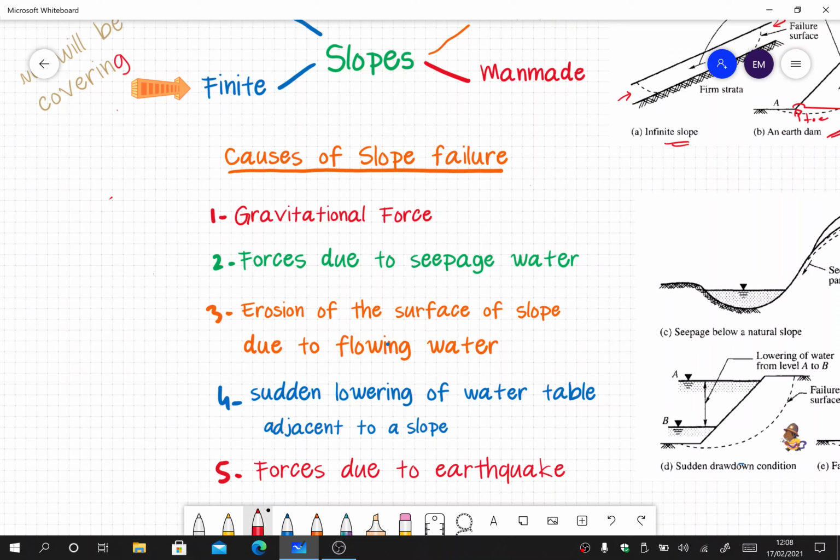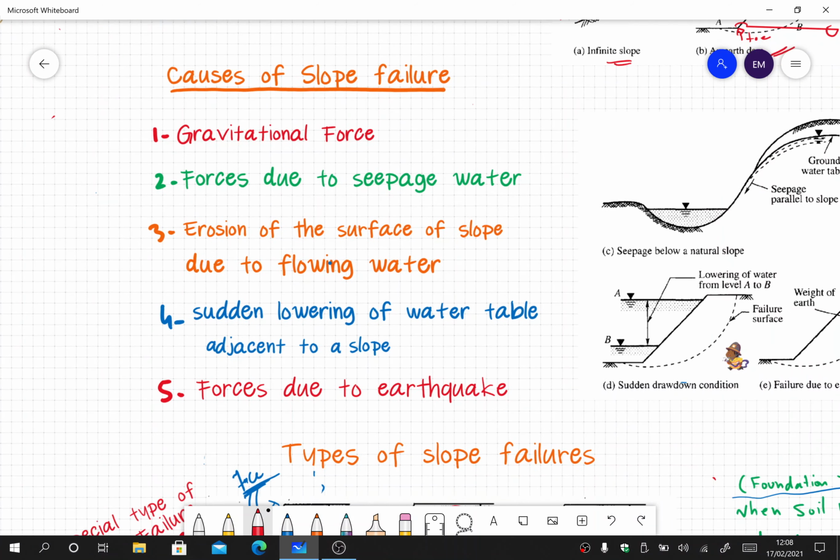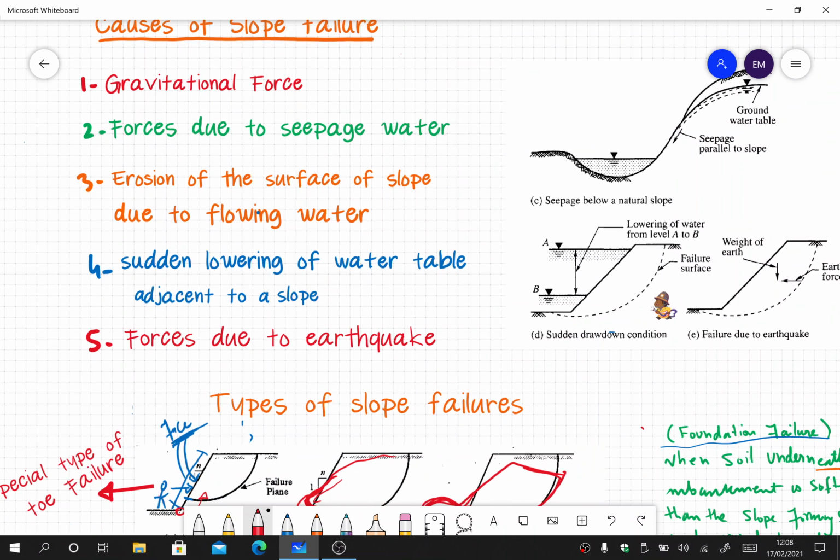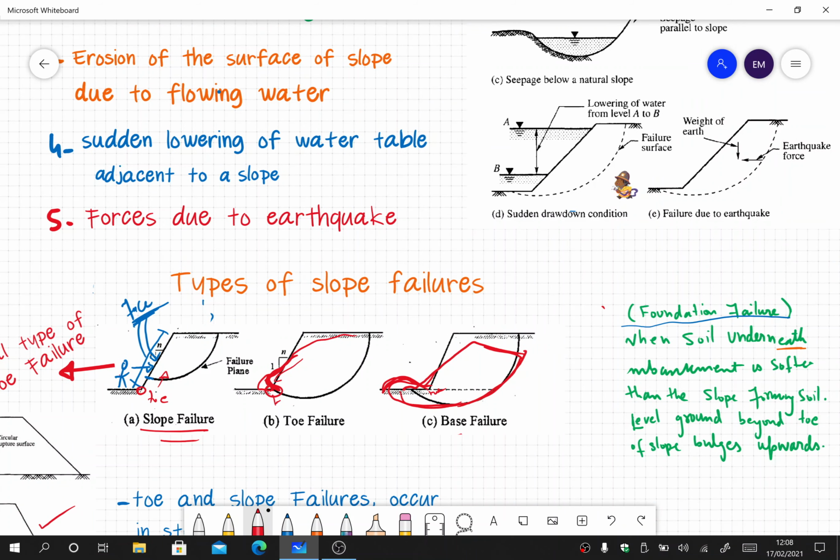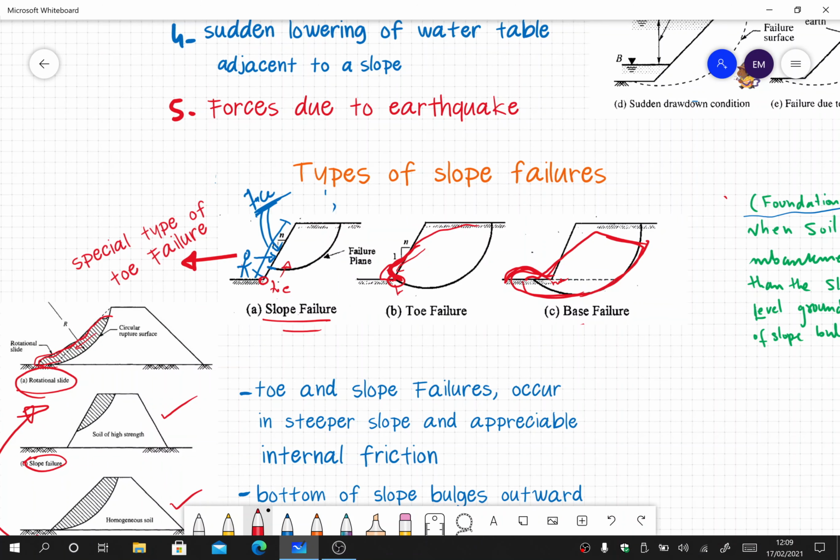We have already gone through the causes of failure in our lectures, so I'll just go through that quickly. These are not the only reasons, but some of the core reasons for slope failures. Then we have already discussed the types of slope failures. The first one is the slope failure, where the failure plane passes through the slope face. Once the slip circle passes just at the toe of the slope, that's called a toe failure. This is the toe and this is the failure plane, a probable failure plane where the failure may happen. And once the failure plane comes ahead of the toe, that's called a base failure.